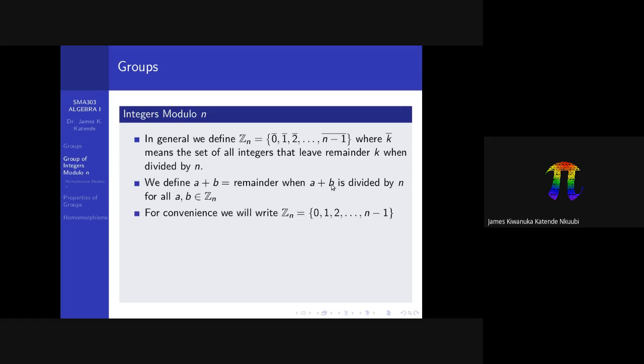For convenience, we can ignore these bars at the top and just write Zn as 0, 1, 2, up to n minus 1. We have to stop at n minus 1 because the remainder when you divide by n cannot exceed n minus 1. The largest remainder you can get when dividing by n is n minus 1.